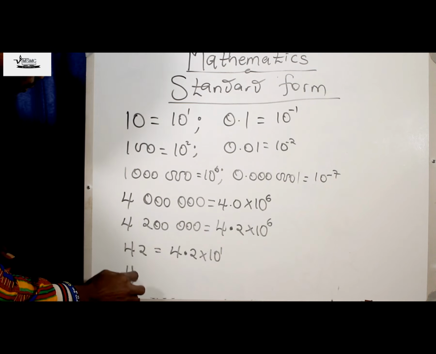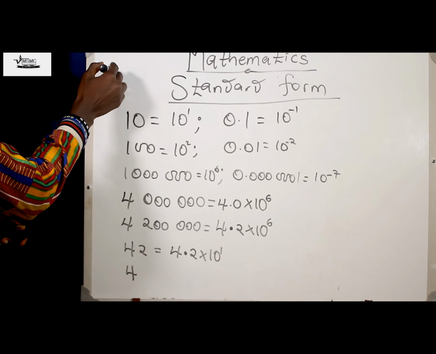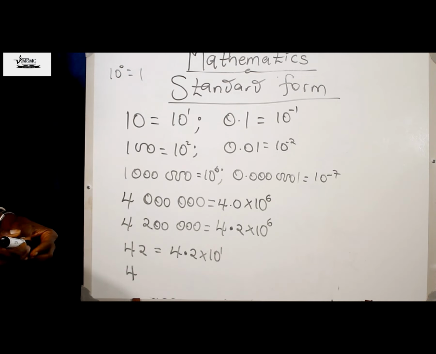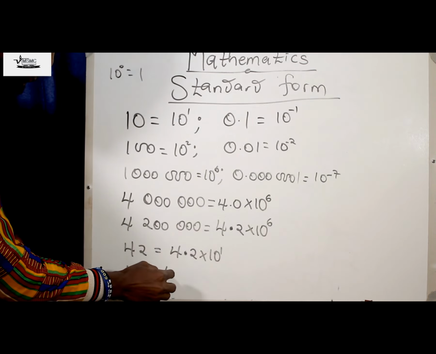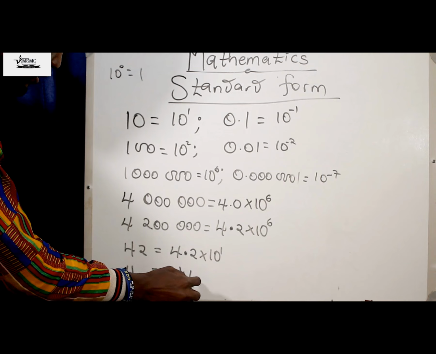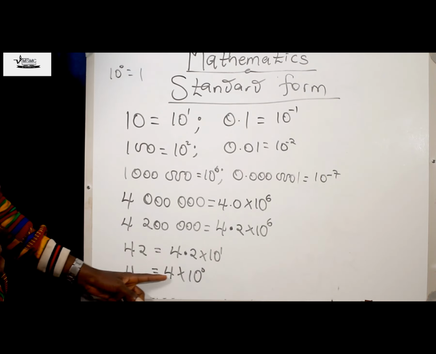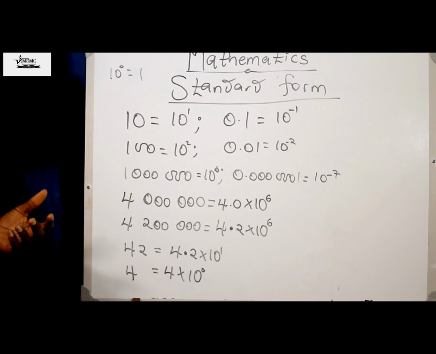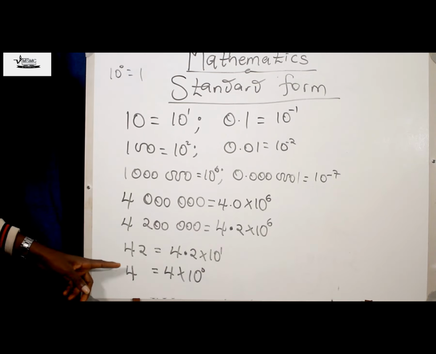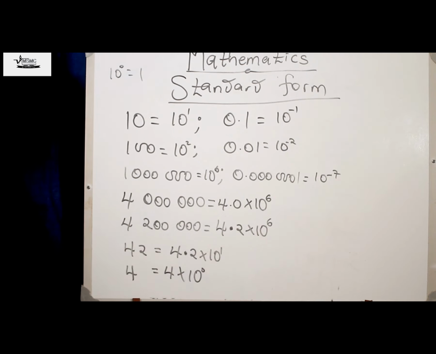What about if you have only 4? Now, when you have only 4, remember that according to the law of indices, 10 raised to the power 0 is 1. Any number raised to the power of 0 is 1. So this will be 4 times 10 raised to the power 0. So 10 raised to the power 0 is 1. So 4 times 1 is 4. So this will help you to write any whole number in standard form. All you need to do is introduce your decimal point after the first digit, you count the remaining digits, and that will form your power of 10.